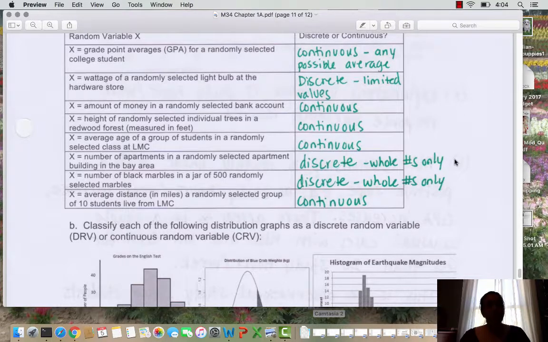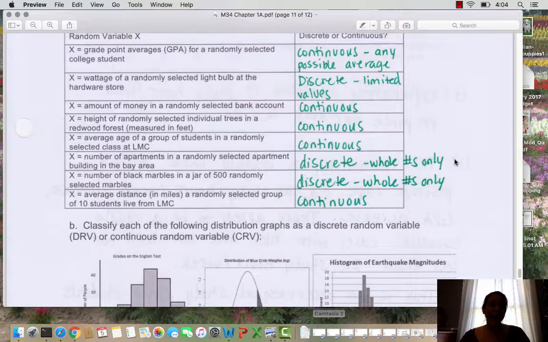X is the number of apartments in a randomly selected apartment building in the Bay Area. You're only going to have whole numbers when you're counting the number of apartments. So that's discrete. You can't have any possible decimal value. X is the number of black marbles in a jar of 500 randomly selected marbles. Again, that's going to be discrete because you're not going to have a decimal part or a fraction part of a marble, presumably.